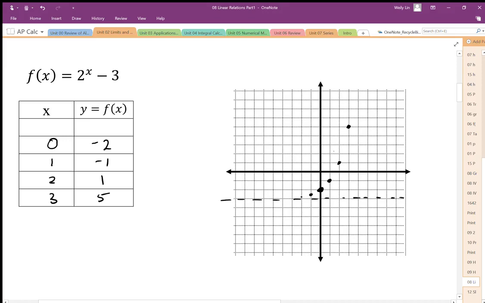It's just going to keep going down, down, but it's never going to get below negative 3. This term is never going to be negative. So that means that we're always adding on to negative 3. So we're always going to stay on the positive side of negative 3. And we end up with this exponential curve.